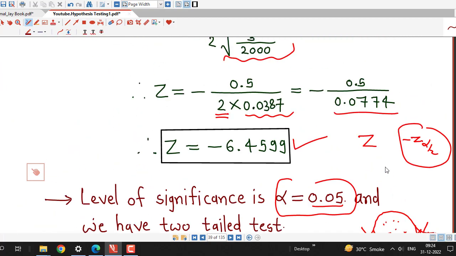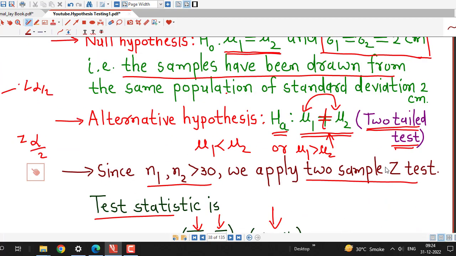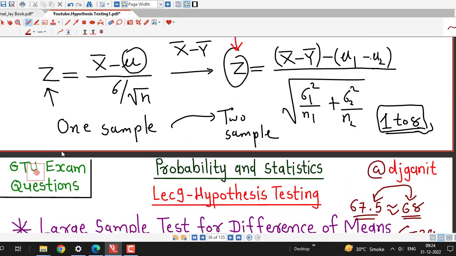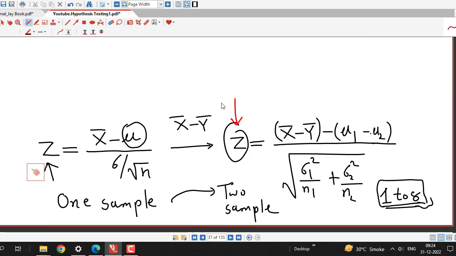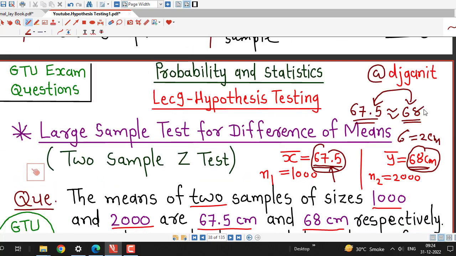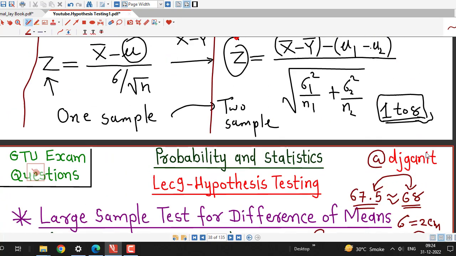So this is second question about 2 sample Z test, and this was also asked in GTU Summer 2020 exam for 4 marks. So I hope now you are able to apply 2 sample Z test for testing the difference of means, and using this method now you can do this 2 sample Z test for questions like this. So this is all about this session.